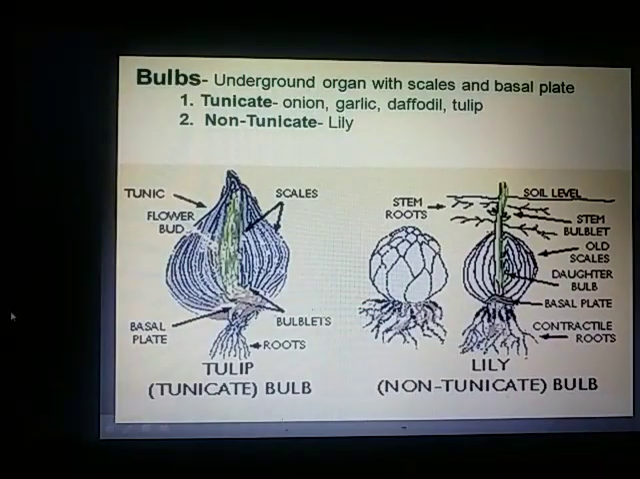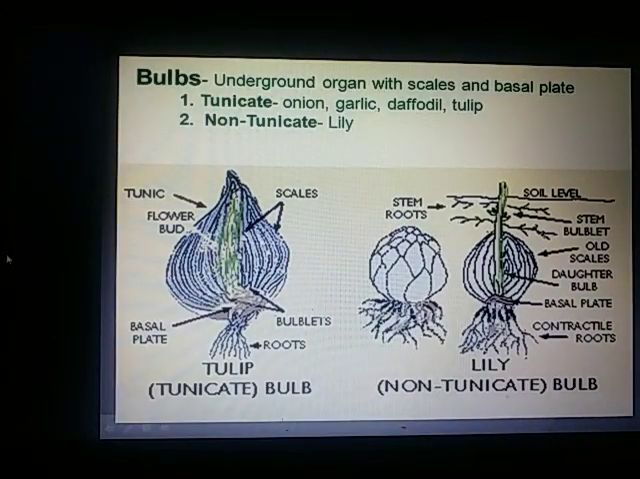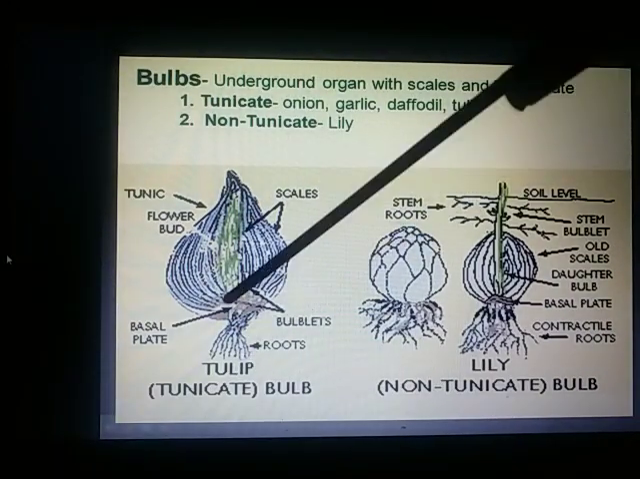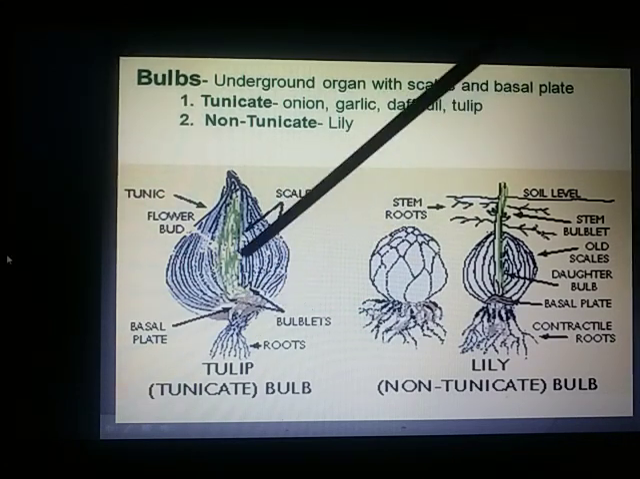The last among that is the bulb. It is also an underground stem modification, whose stem is originally reduced into a disc-like structure, and numerous fleshy scale leaves are present in an overlapping fashion. And you can watch in this diagram the disc-like stem, and then various adventitious roots are there, and the scaly, fleshy scales in a concentric manner.